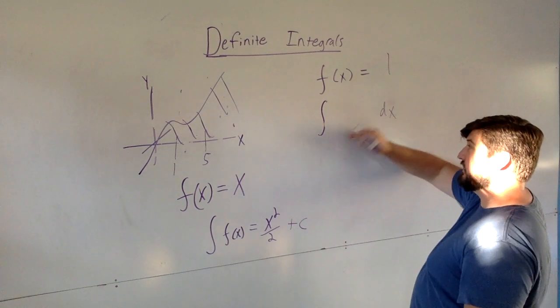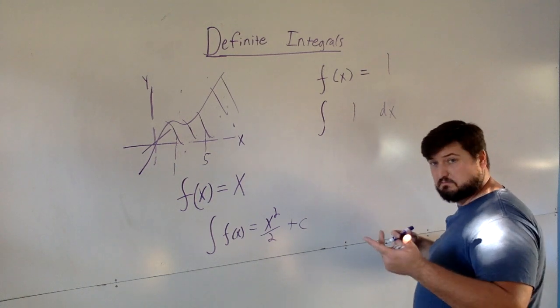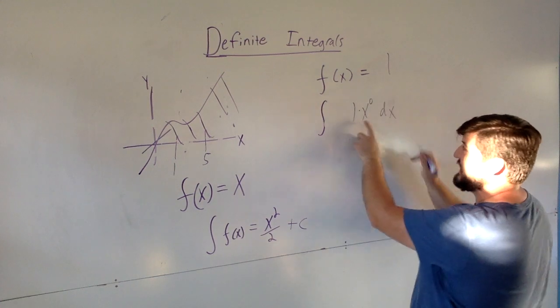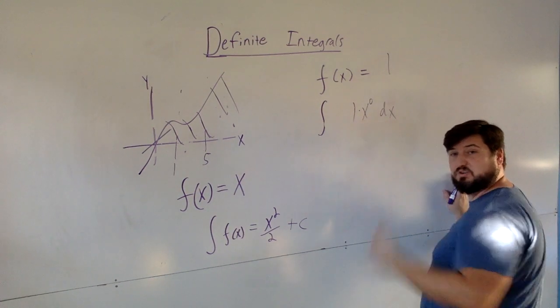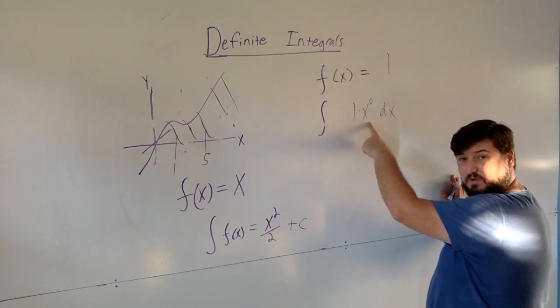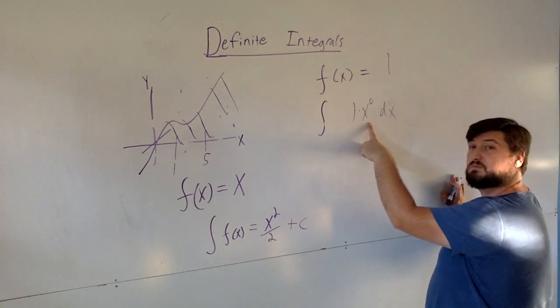So if your function was 1, right, anytime you get a 1 or a constant, basically you can look at this as multiplied by x to the 0 power. Why? Because anything to the 0 power is 1, okay? So you can plug this value in, this x to the 0 or y to the 0 or t to the 0 power, anytime you feel like it.